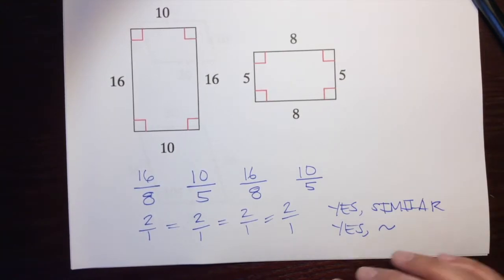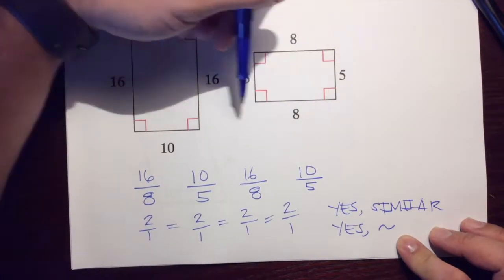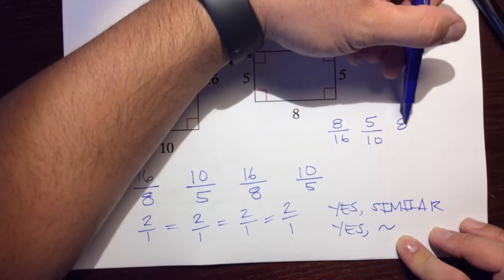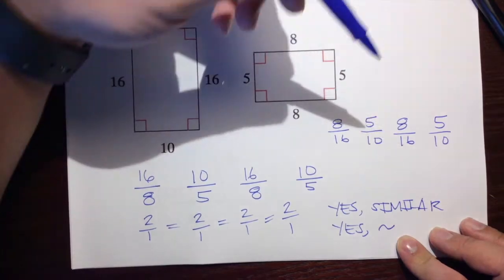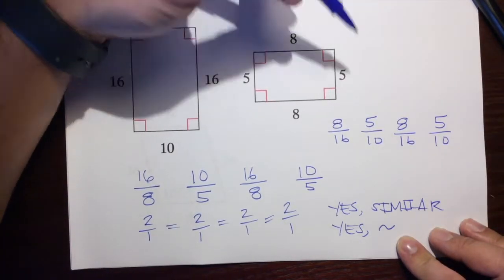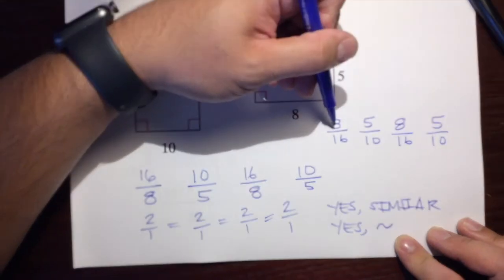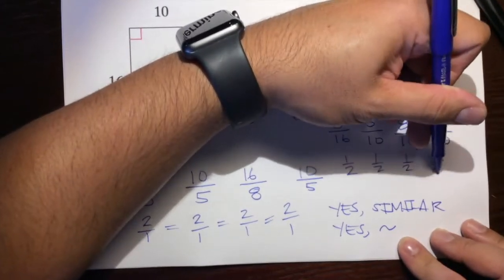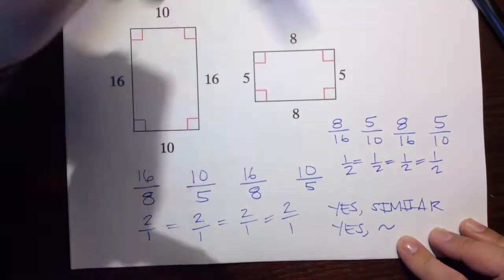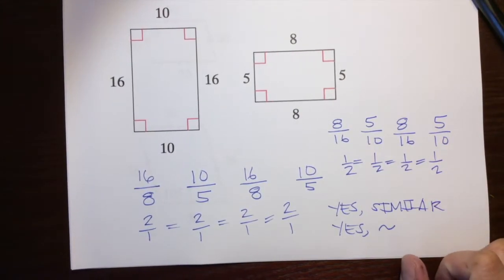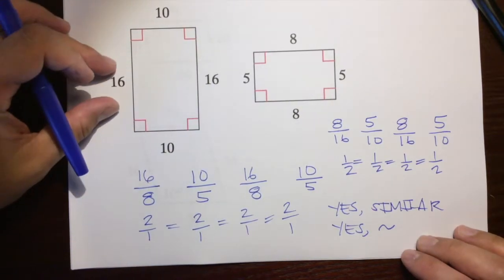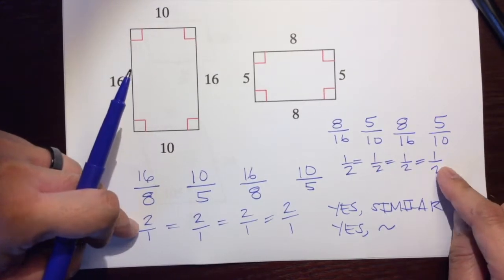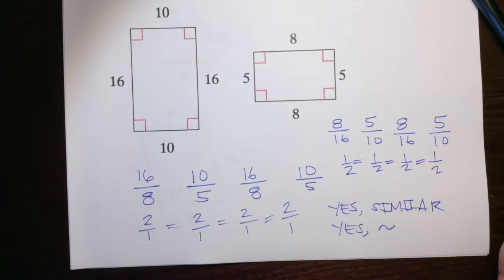Now, you're asking, what if I wanted to go the other way? What if, instead of going from 16 to 8, I wrote 8 over 16, 5 over 10, 8 over 16, and 5 over 10? Because we want to compare every pair of corresponding sides. Does that still work? Well, let's compare. 8 over 16 would be 1 half. 5 over 10 would be 1 half. 1 half, 1 half, and all those ratios are still equal, and all the sides are proportional. So it doesn't matter if you go from the large to the small or the small to the large, they're still proportional. All those ratios simplified would still be equal to each other.